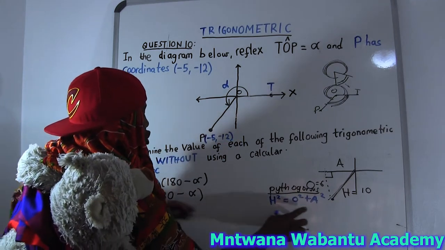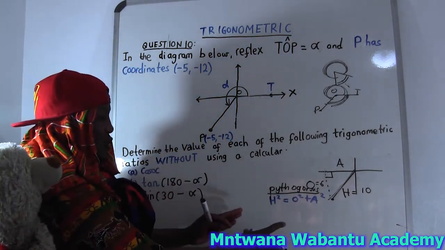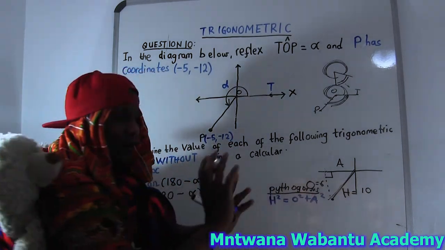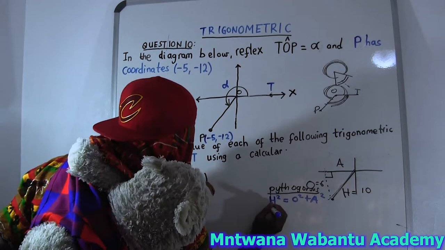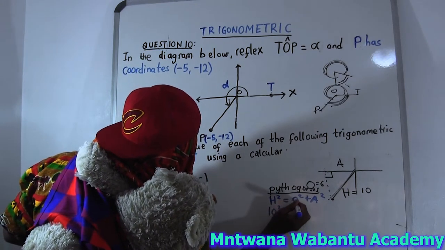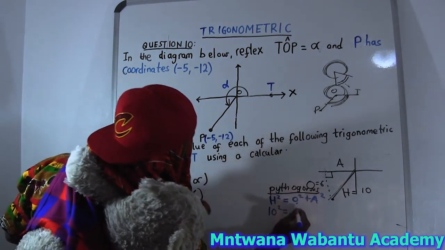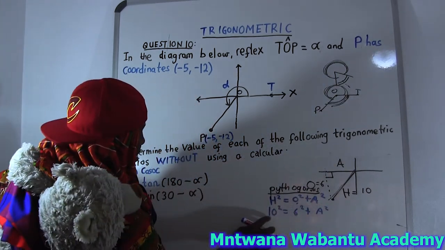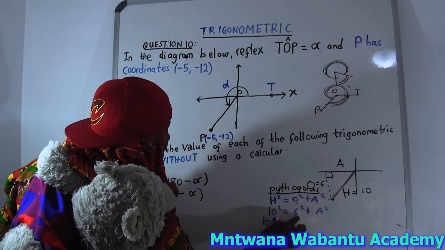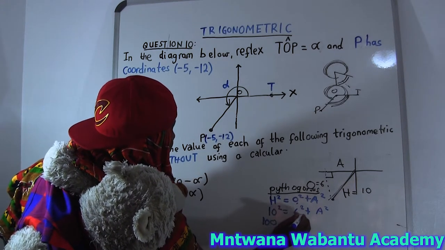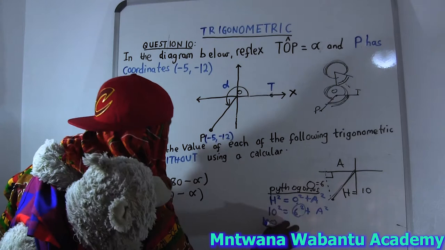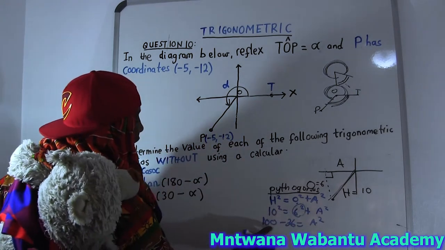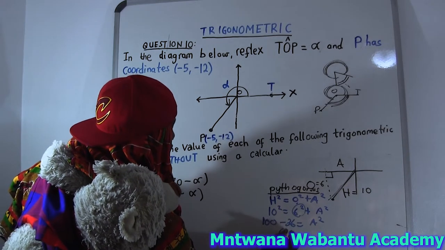Do you have a hypotenuse? Yes, for this case it is 10. If I don't have one, I don't fill in anything. So 10 squared equals, do I have opposite? Yes, this is opposite, 6. Do I have adjacent? No. So 10 squared is 100, and 6 squared is 36, which comes back as minus 36. So 100 minus 36 equals 64, which equals adjacent squared.